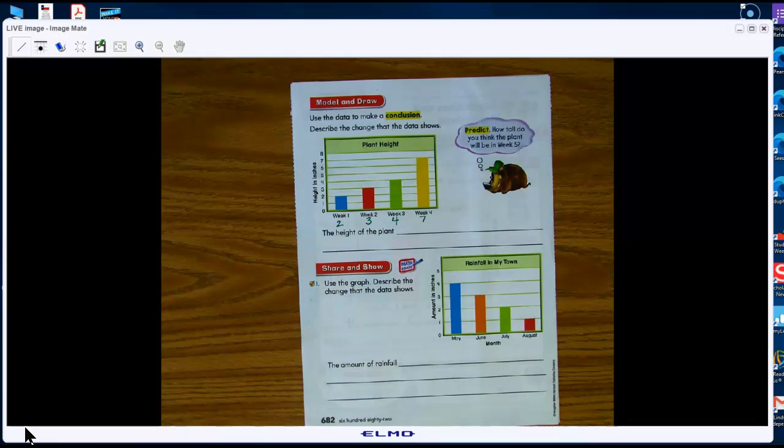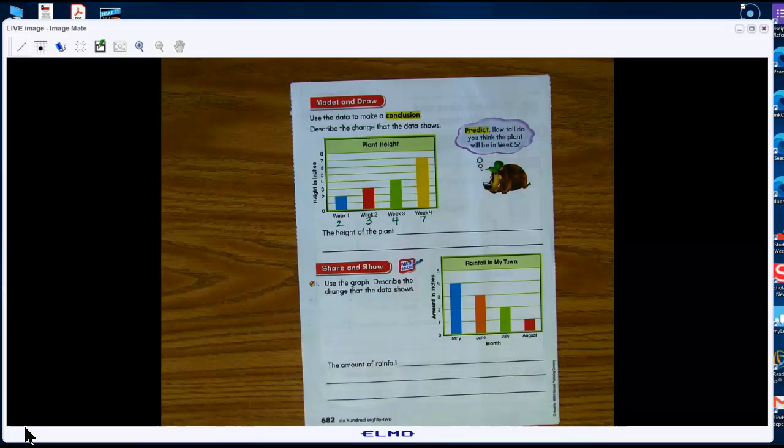The height of the plant, that means how tall it is. The height of the plant does what, Kate? It grows taller every week. Now we're going to use a word that we haven't used before. It's called increase and decrease. Increase means it goes up, and decrease means it goes down. So did the height of the plant increase or decrease?